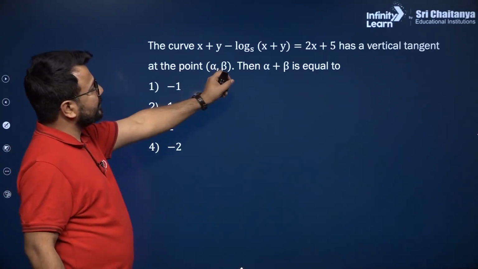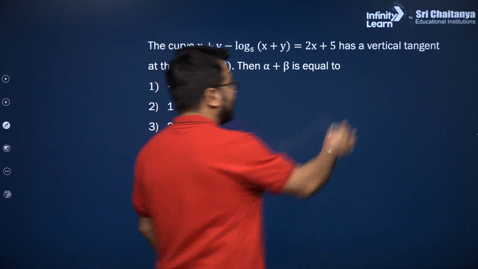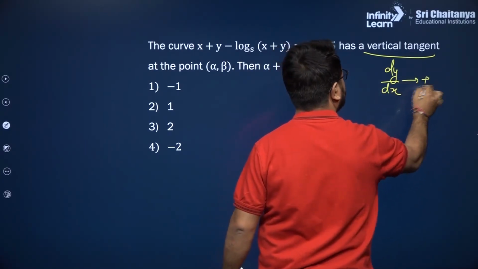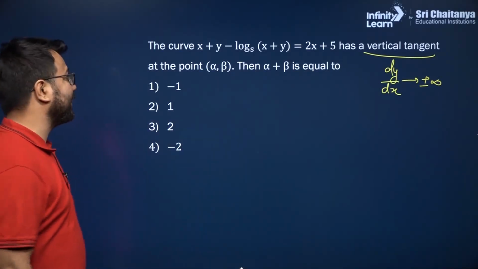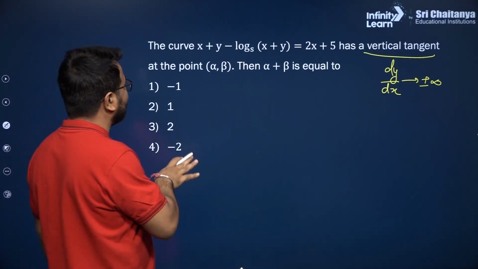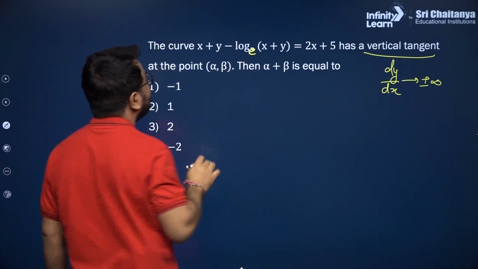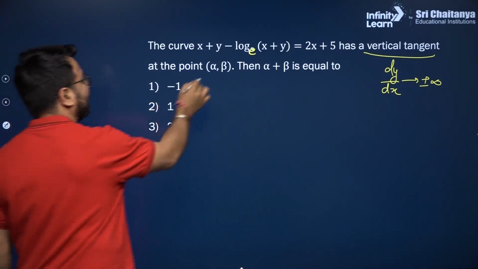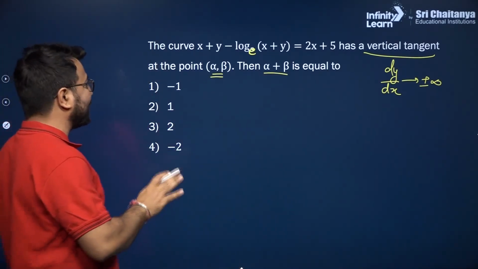The curve given here has a vertical tangent. Do you know what is a vertical tangent? At the point of vertical tangent, dy by dx is tending towards plus minus infinity. So basically the particular expression is given to us, but I think there is a problem in this. It should be log to the base e. So x plus y minus log(x plus y) is equal to 2x plus 5 has a vertical tangent at (alpha, beta), and we need to find alpha plus beta. Okay, so let us try to differentiate this.